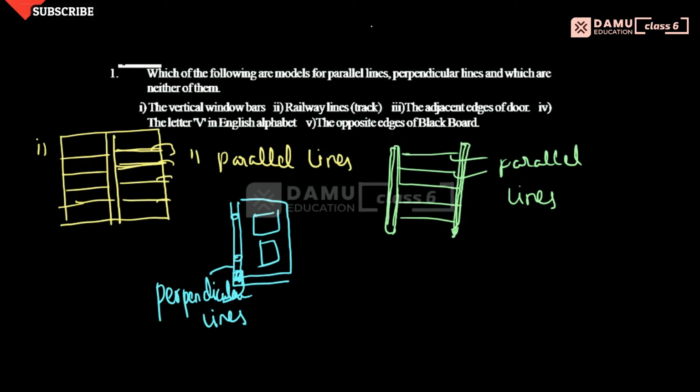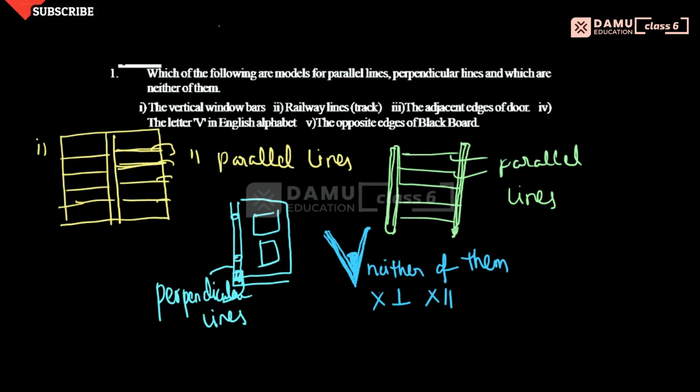Sorry, fourth one is the letter V in English alphabet. So here letter V, what you can say here is neither of them, this is not parallel or perpendicular. Here it is making a little bit of angle, so what you can say here is neither of them, it's not perpendicular or parallel. These are the symbols we can use for that.